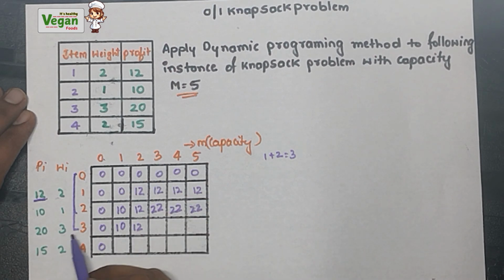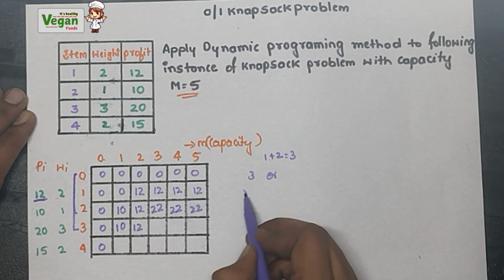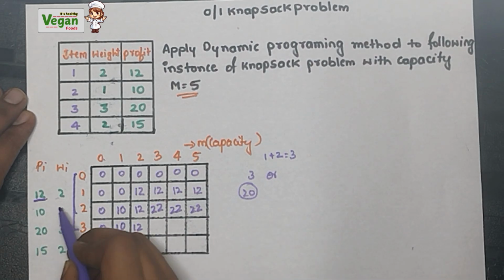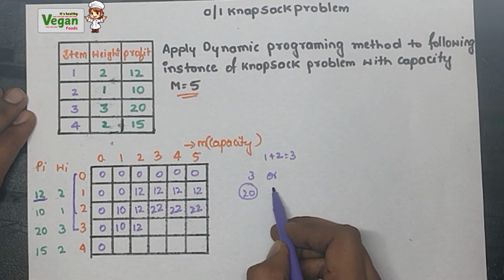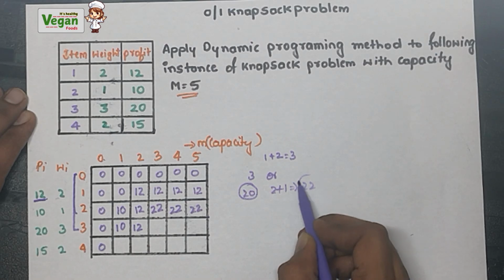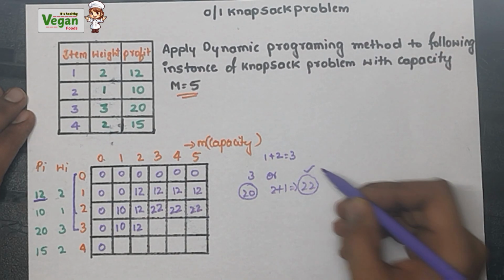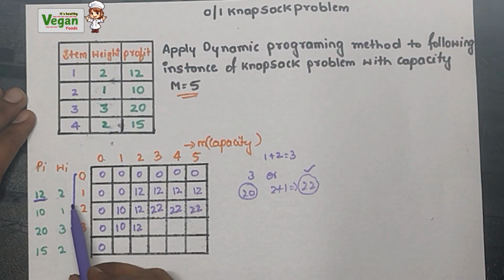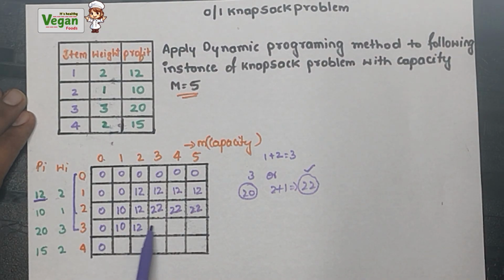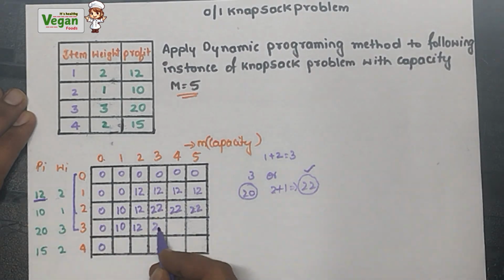3. I can either fill the third item with its profit 20, or I can fill 2 plus 1, whose profit will be 22. So I must choose in the way that maximum profit will be chosen. Therefore, I will put the second item and first item into this capacity 3. Therefore, its total profit is equal to 22.